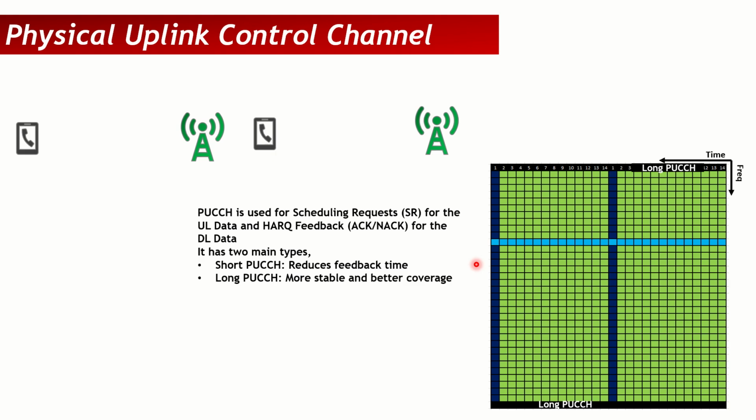The next one is the PUCCH, which is the physical uplink control channel. That is a very important one in 5G, and let's understand some of its basics. Now in this diagram, this upper resource block and this lower resource block, this is the PUCCH, and this is also a long PUCCH because, as the time domain structure indicates, it is much longer in time, so it is also called a long PUCCH.